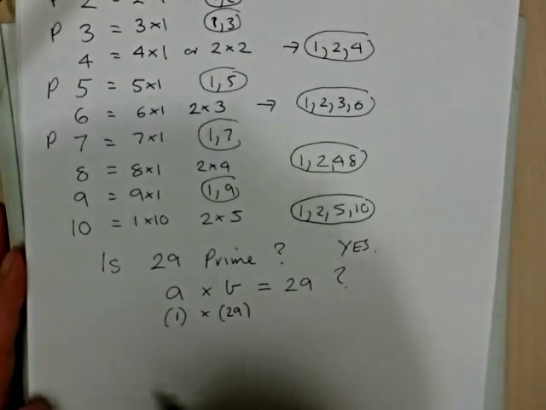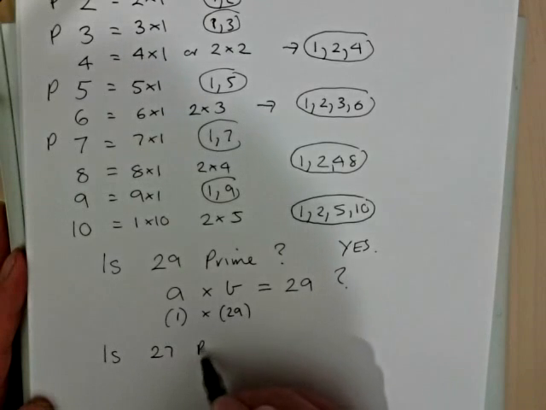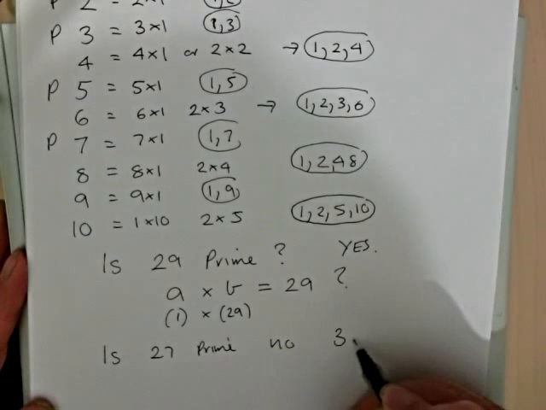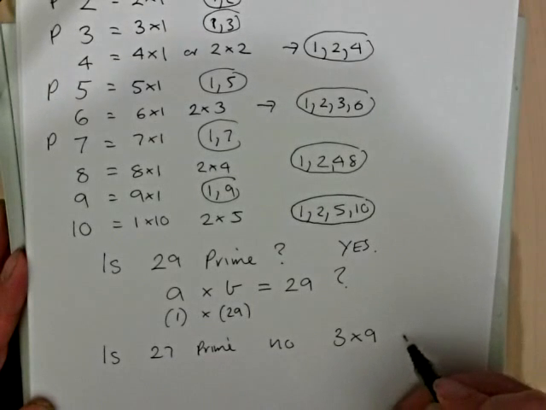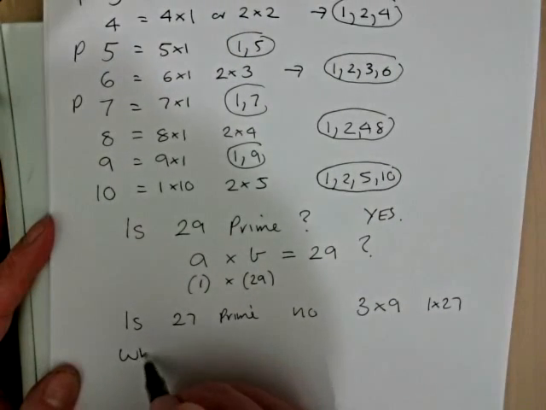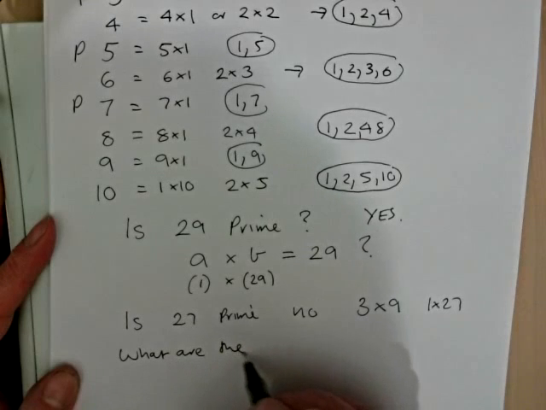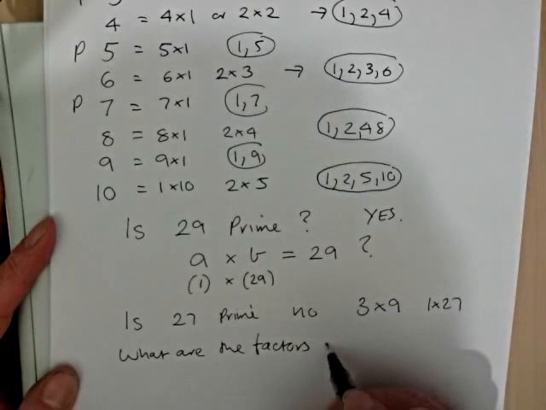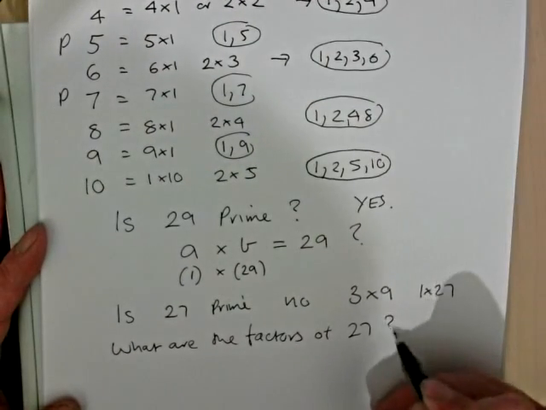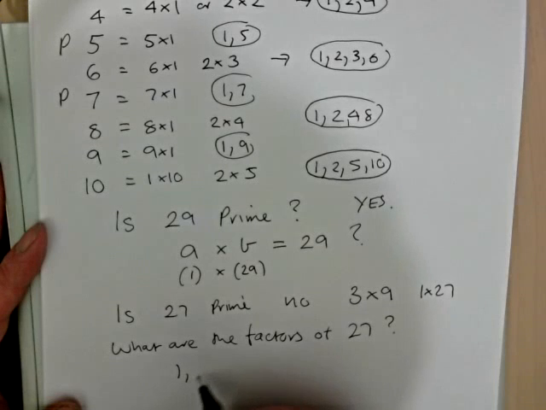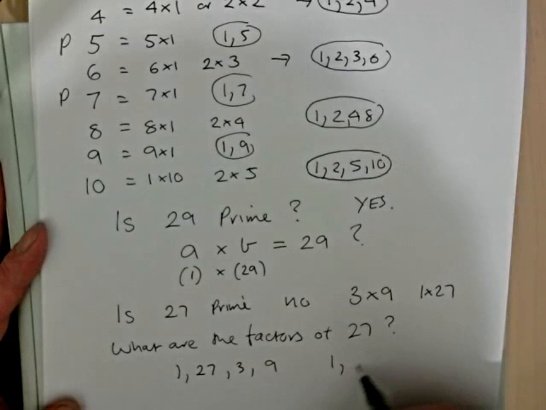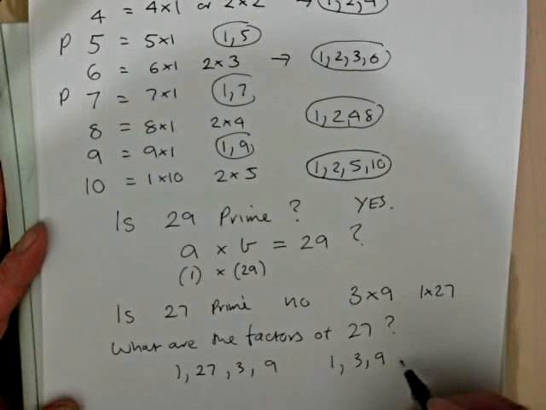However, if I say to you, is 27 prime? Then the answer to that would be no, because we can make 27 from 3 times 9, as well as 1 times 27. If I said to you, what are the factors of 27? Then you would hopefully say 1 and 27, 3 and 9, and if we want them in order, 1, 3, 9 and 27.